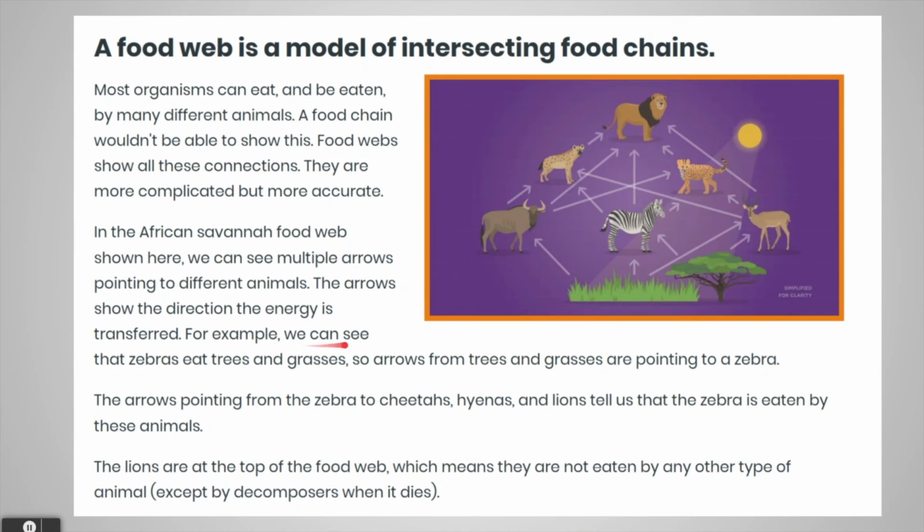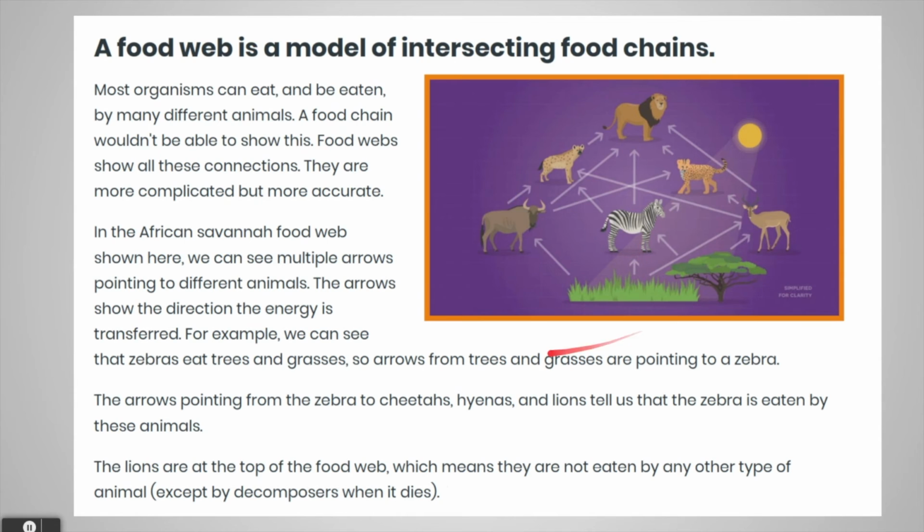For example, we can see the zebras eat trees and grasses. So the arrows from trees and grasses are pointing to a zebra. The arrows pointing from the zebras to the hyenas and the lion tell us that the zebra is eaten by these animals, so that these animals can receive the energy the zebra got from the grass.